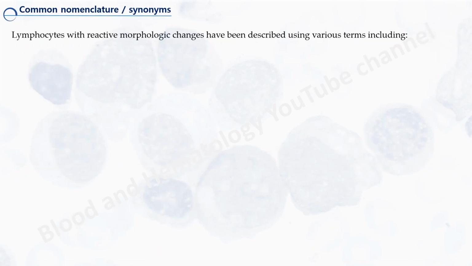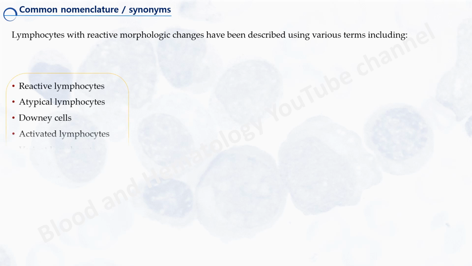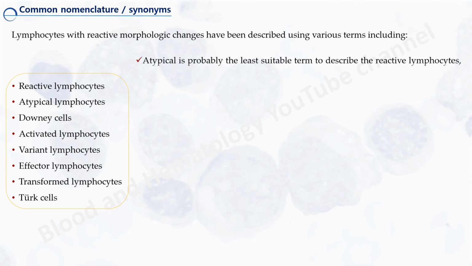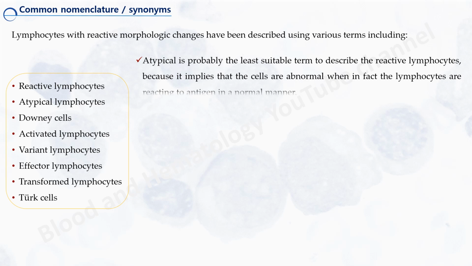Lymphocytes with reactive morphologic changes have been described using various terms including reactive or atypical lymphocytes, Downey cells, activated, variant, effector or transformed lymphocytes, and Türk cells. Atypical is probably the least suitable term to describe the reactive lymphocytes, because it implies that the cells are abnormal when in fact, the lymphocytes are reacting to antigen in a normal manner.